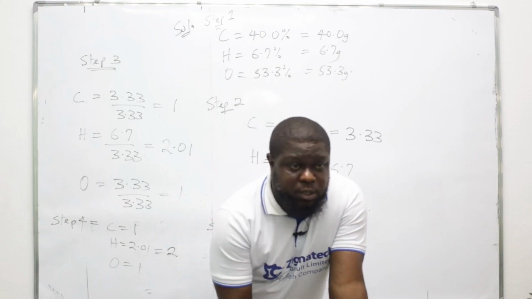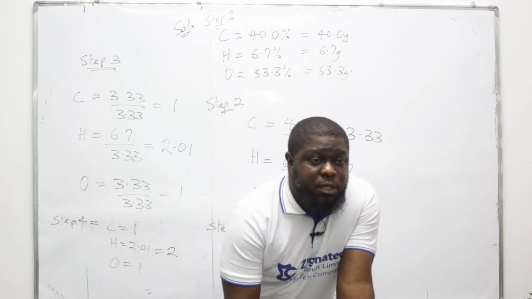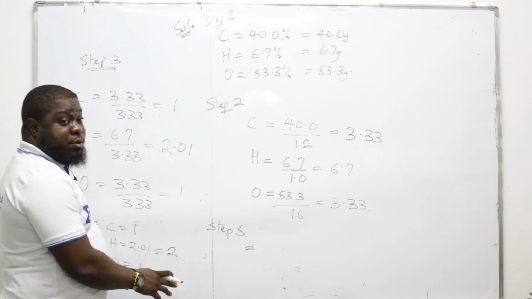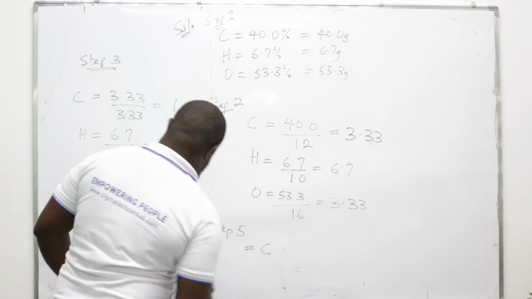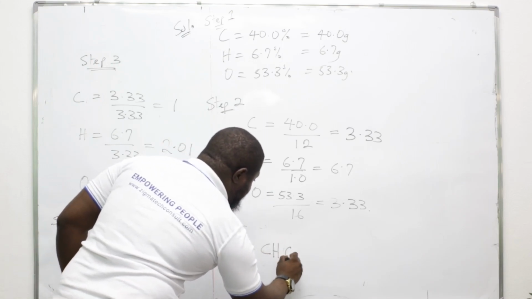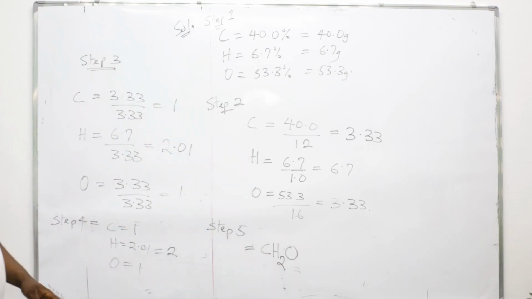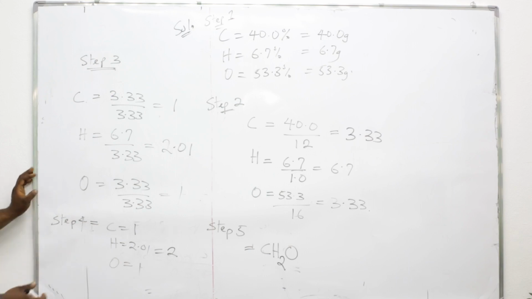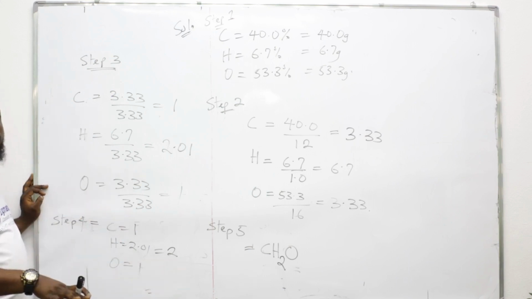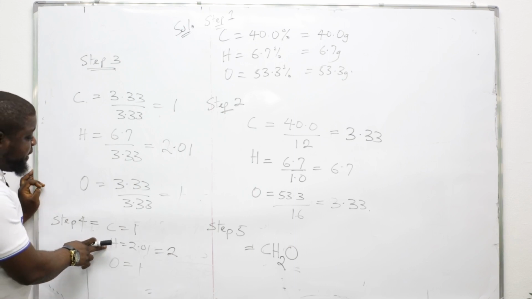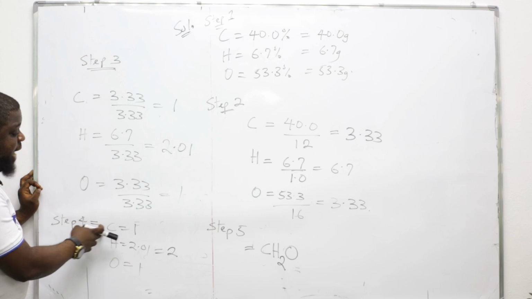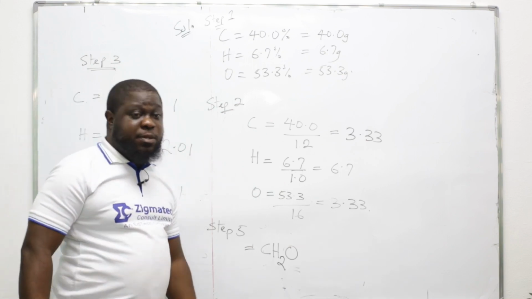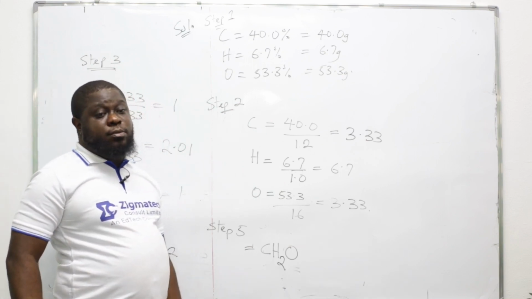The answer is, if you look at the board, the C is 1, the H is 2, and the oxygen is 1. So the coefficient you get becomes the subscript of the element. The element H has a subscript of 2, the element C has a subscript of 1, and the oxygen has a subscript of 1. You do not write 1 as a subscript. Subscripts start from 2.